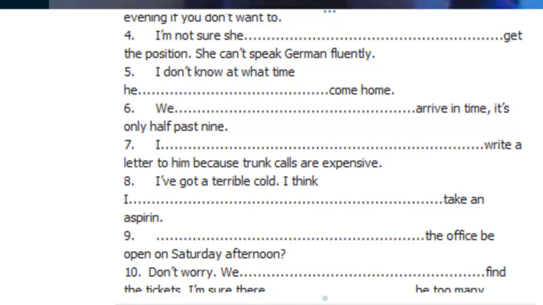I will write a letter to him because trunk cars are expensive. I've got a terrible cold. I think I will take an aspirin. Good.